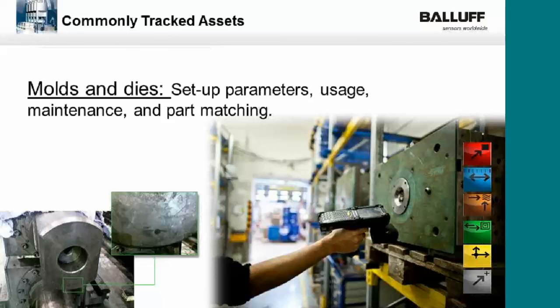We're going to talk also about traceability in this portion. Traceability and tracking assets. So here we have a picture of a mold or a die, and we're using an RFID tag on that device and a handheld device to scan the RFID tag and tell what number we have on the part or the mold or the die.